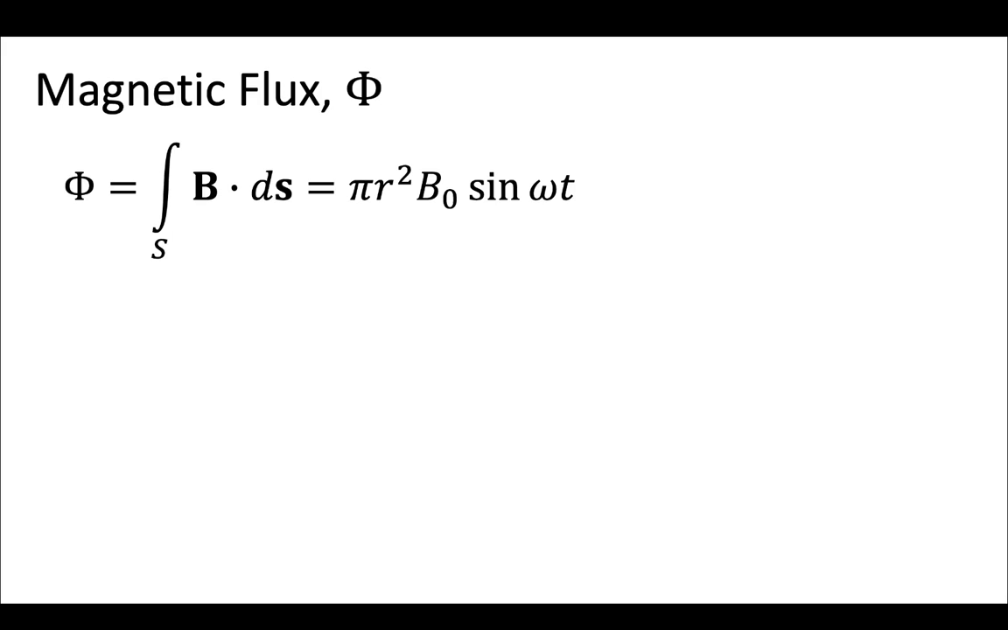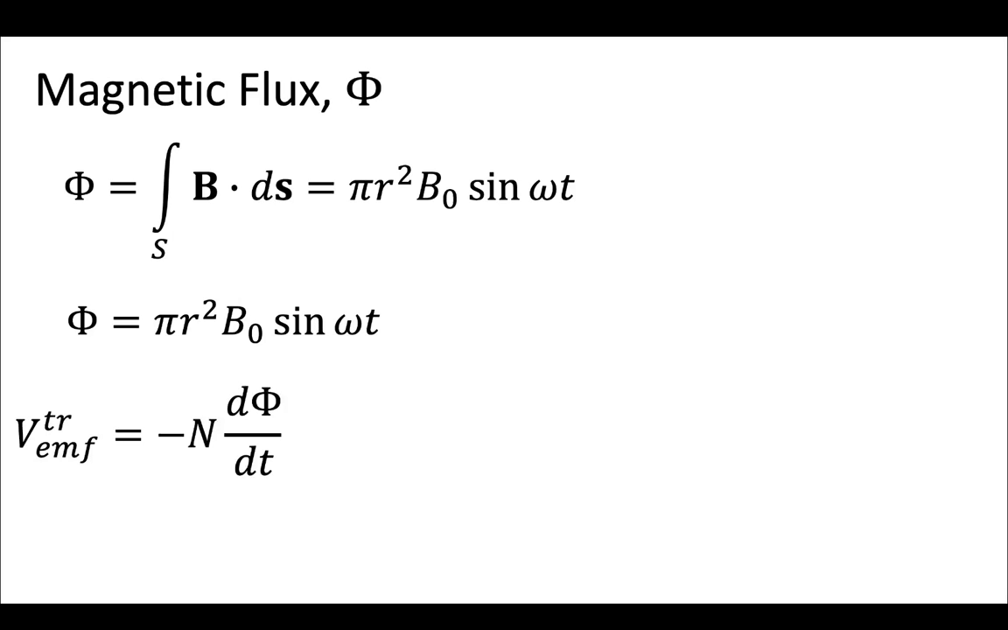Now, this means that we have a magnetic flux that looks like this, and the voltage, the transformer EMF, is going to be related to the magnetic flux by a time derivative. So we have a total amount of magnetic field that's going through the loop, and that's changing in time based on this sine omega t. And we want to now find what the transformer voltage is going to be, and that's going to be based on a derivative of that magnetic flux.